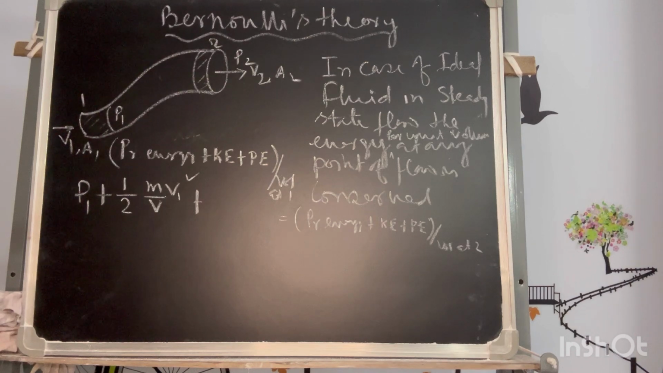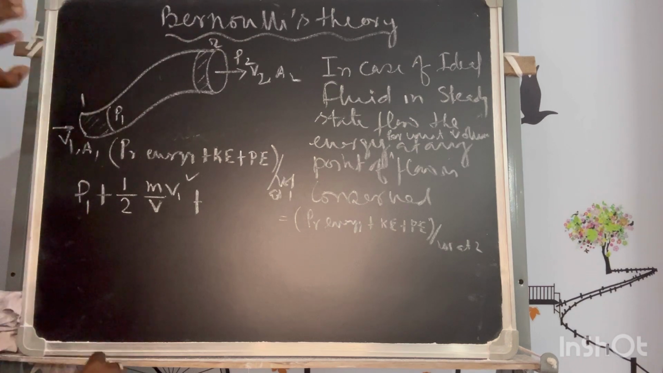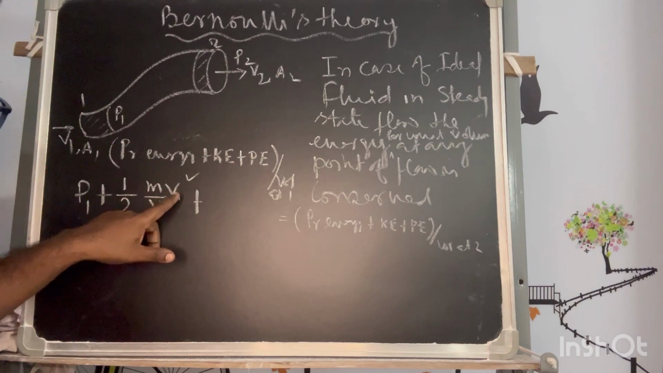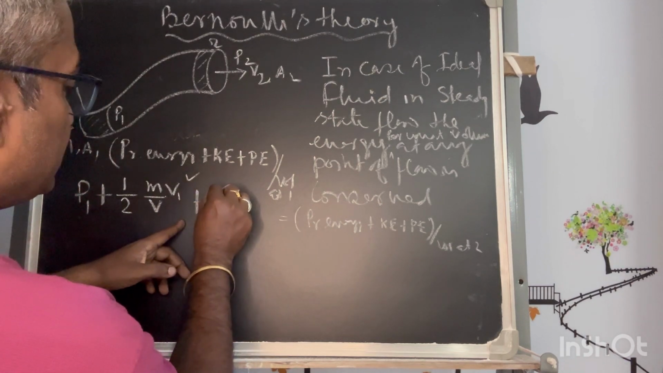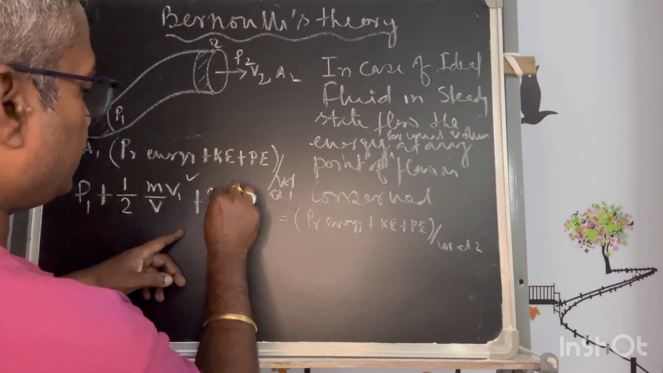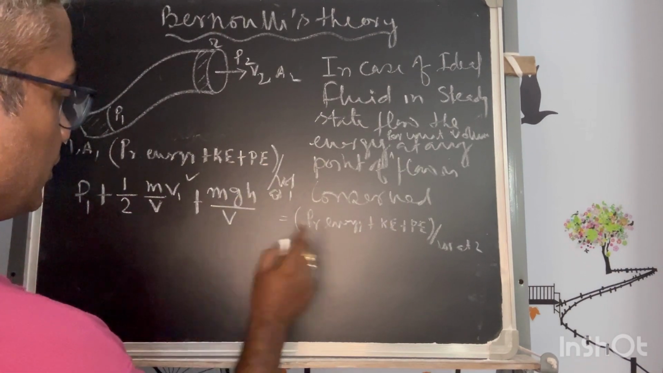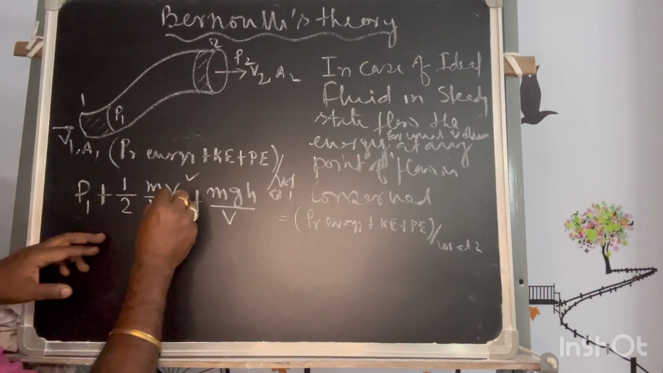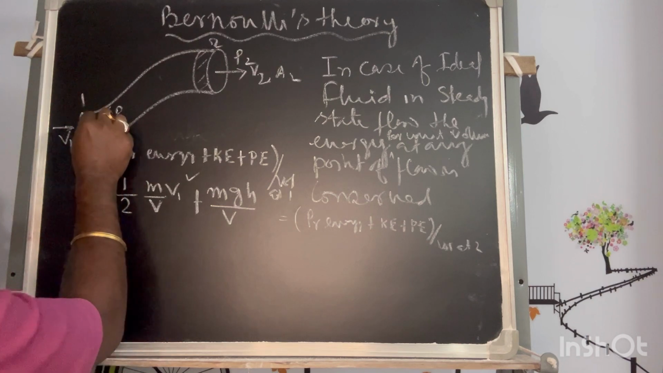So from there we can say the pressure energy is P1, the pressure per unit volume here, plus half m v square, the kinetic energy, divided by the volume V, and the potential energy is m g h, divided by volume. This could be the same. Now this is H1, the height from where we have to take it.